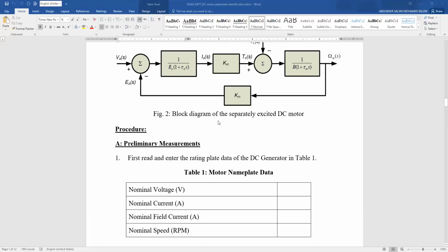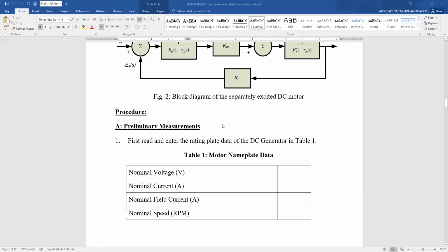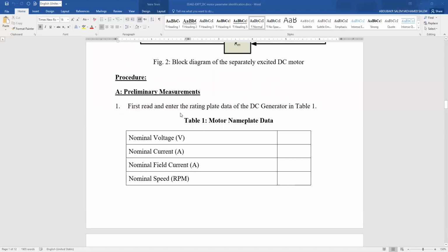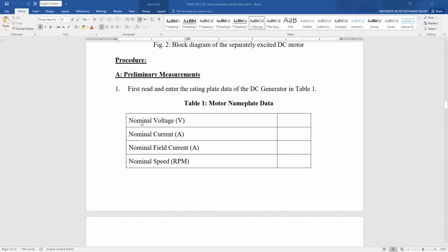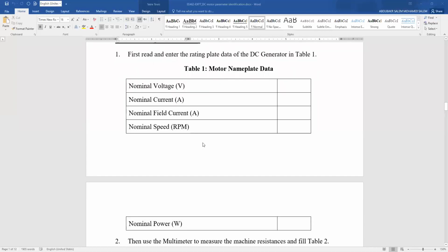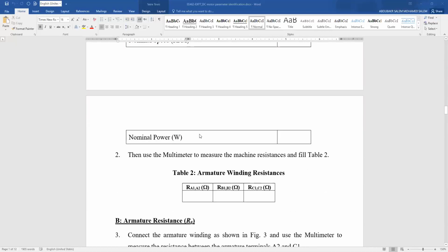In order to identify these parameters, we will make many tests today. The procedure will start with some tests like the preliminary test. In this test, we just need to fill in the nameplate data from the DC generator in table 1 here. It is just the data we obtain from our lab, like in each experiment. We have nominal voltage, nominal current, nominal field current and motor speed, and also the rated power.